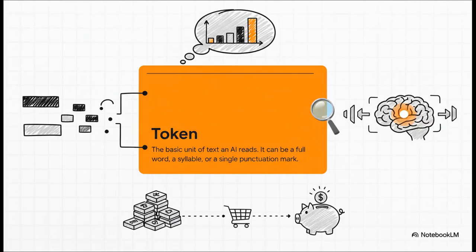And hey, just to make sure we're all on the same page, what exactly is a token? Well, think of it as the basic currency for an AI. It's the smallest unit of text it can read. Could be a whole word, maybe just a syllable, or, as we're seeing, a single pesky punctuation mark. Every API call you make is priced in tokens, and every model has a super strict token limit.